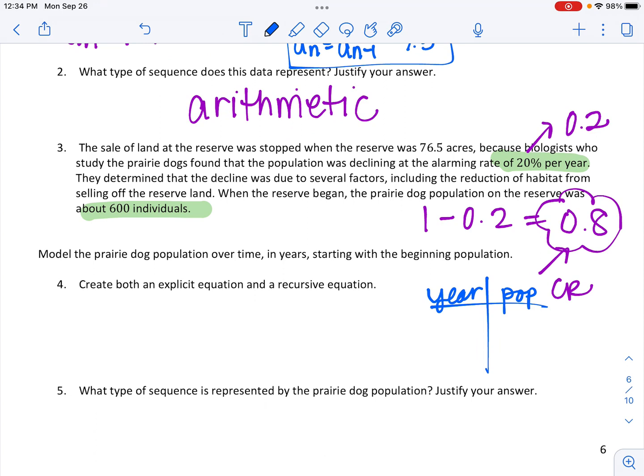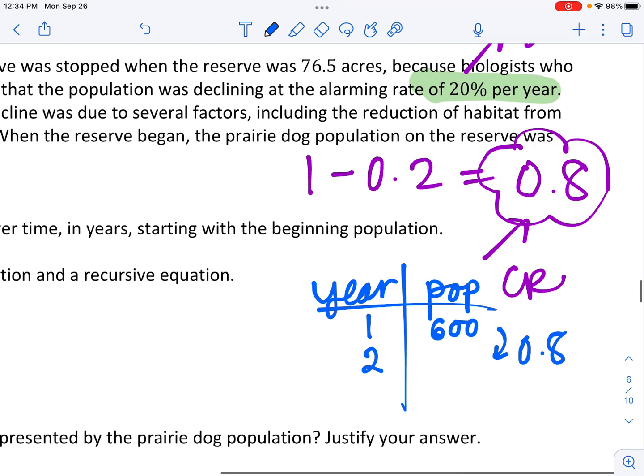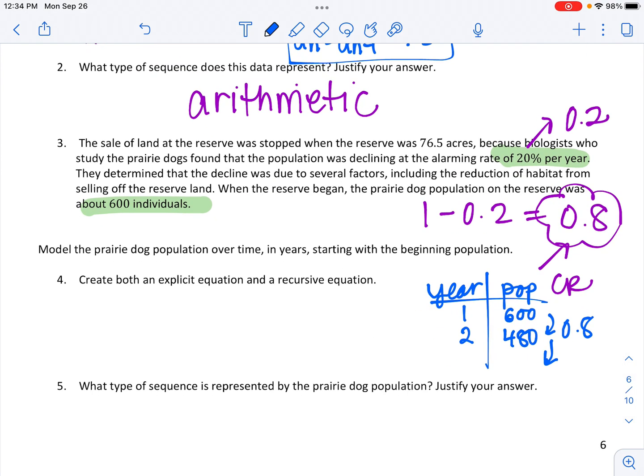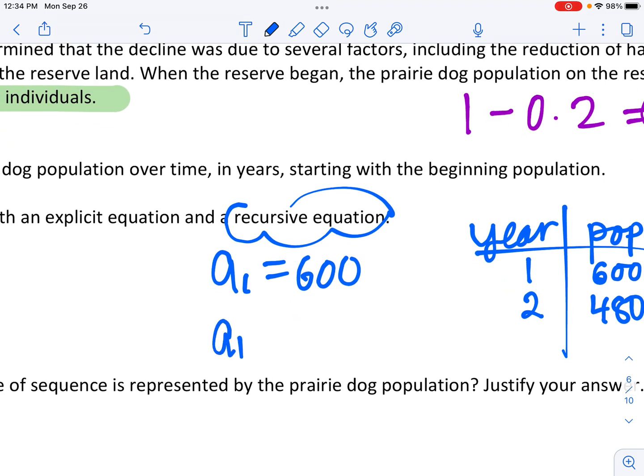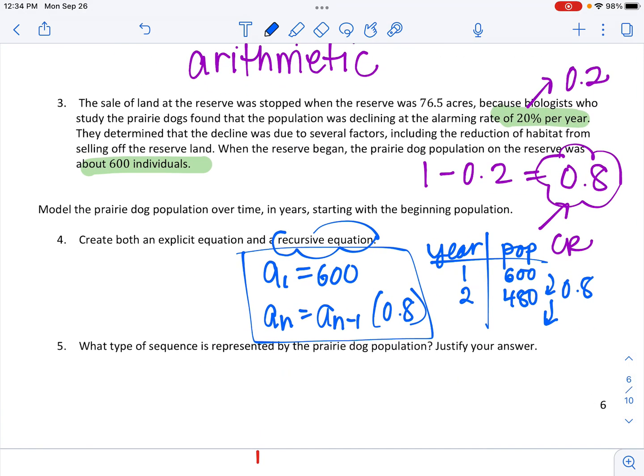On year, I'll just call this year 1, there's 600. After a year, you would multiply by 0.8, and so that's 480 prairie dogs the next year, and you would keep going. So let's write the explicit and recursive. I'll do recursive first in blue. So year 1, 600. To find any year, you take the year before it and multiply by 0.8. 80% of the population from the year before exists.